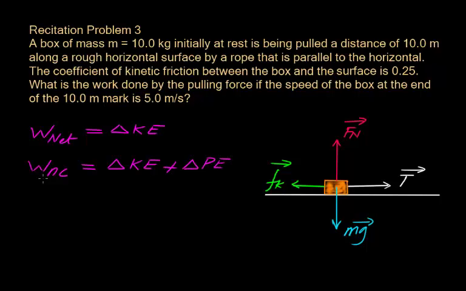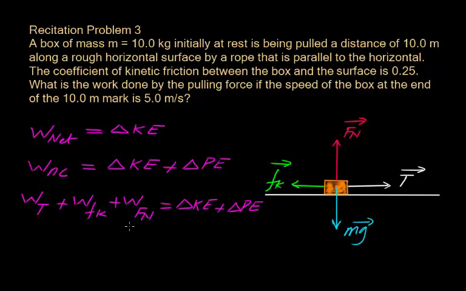Personally, I like using the second equation because of its simplicity. The work done by the non-conservative forces comes from the work done by the tension plus the work done by the friction force and the work done by the normal force. Don't include the mg because the weight mg is a conservative force. All of those equal the change in kinetic energy plus the change in potential energy.